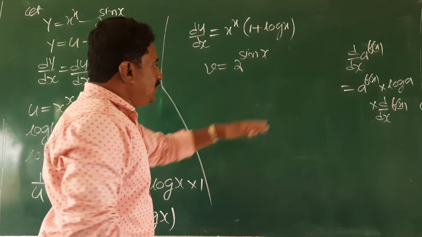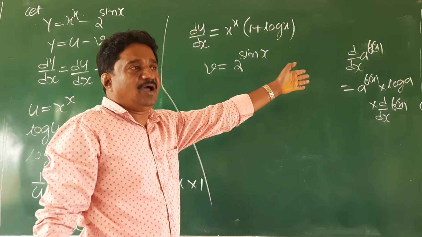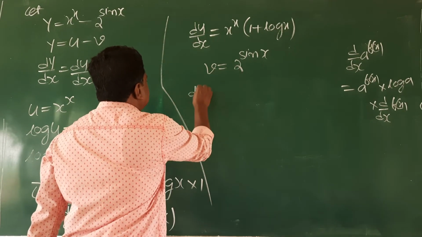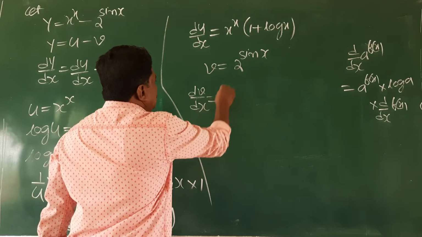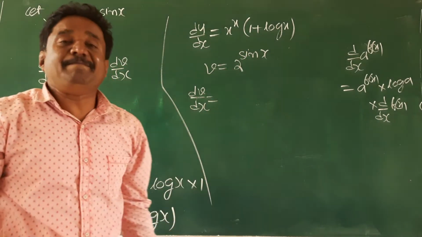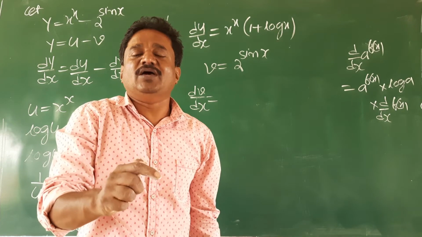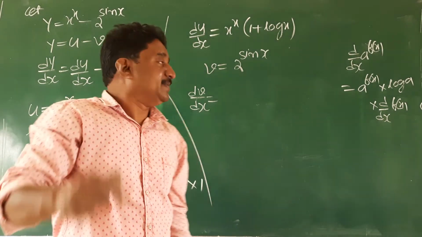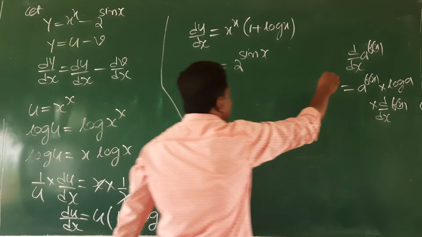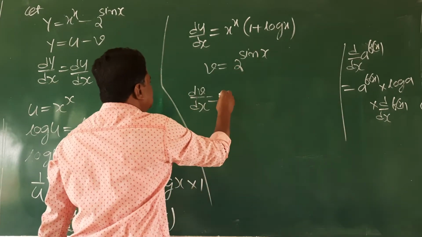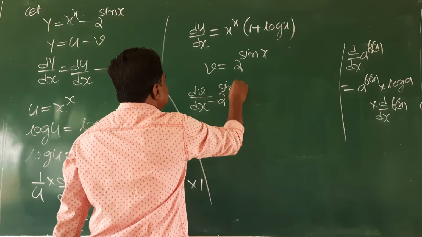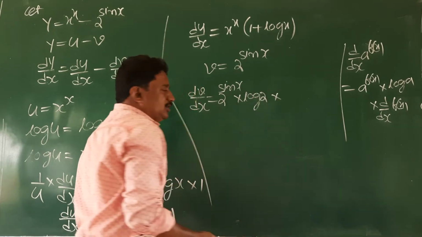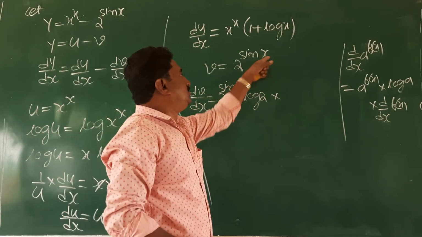Okay, so now let us apply that rule. Write dv by dx, a power f(x). We have solved this type of problem in your previous classes. So I apply the rule, students. So 2 power sin x, that is 2 power sin x into log 2.